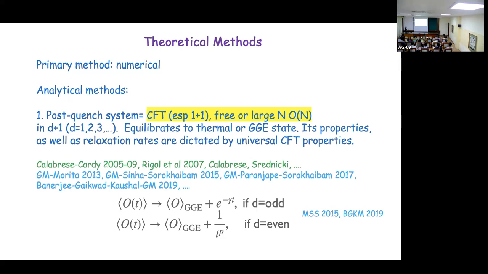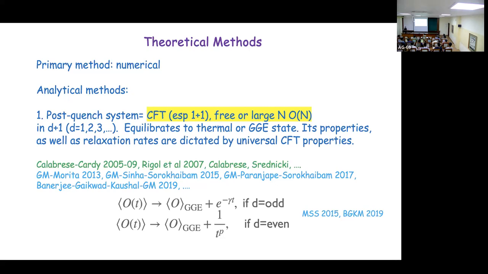And its properties as well as relaxation rates are dictated by universal conformal field theory properties, like the spectrum of anomalous dimensions and so on, and the central charge. So that's the universality that I talked about.